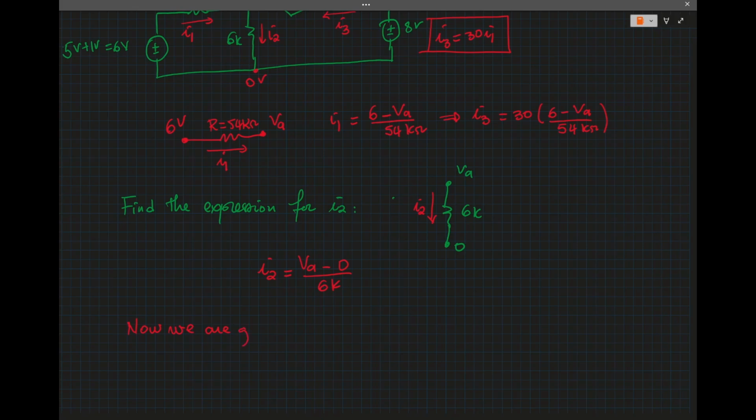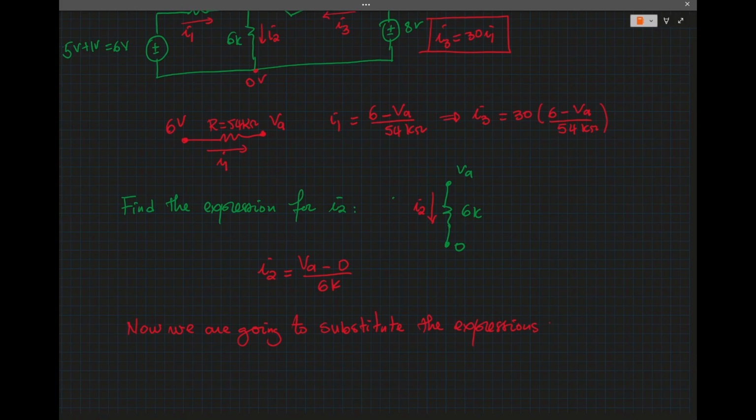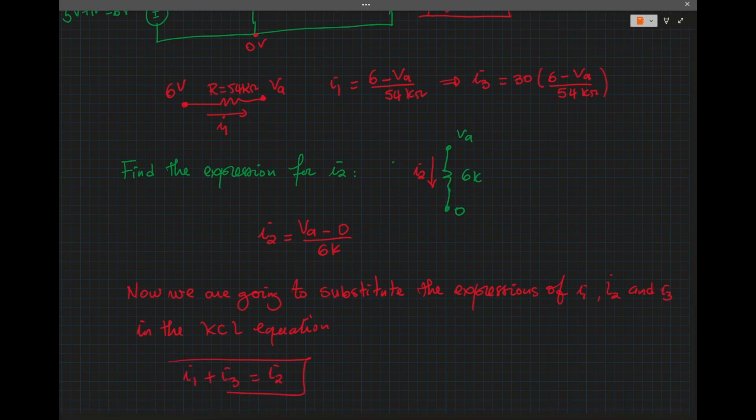So now we are going to substitute the expressions of I1, I2, and I3 in the KCL equation, right, which is I1 plus I3 equal to I2. That's what we had above.